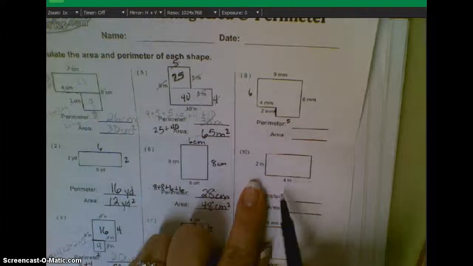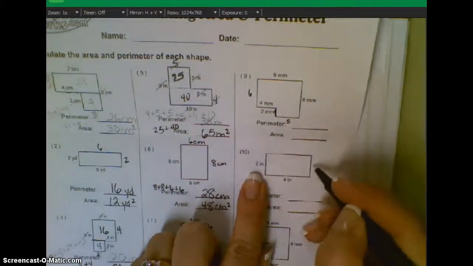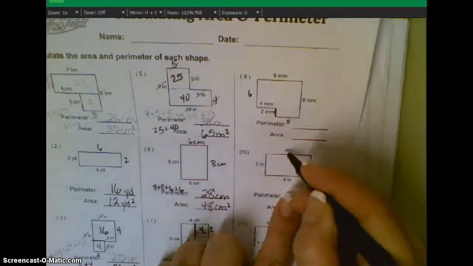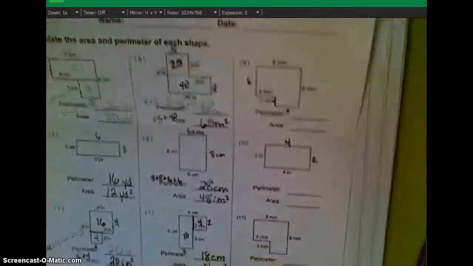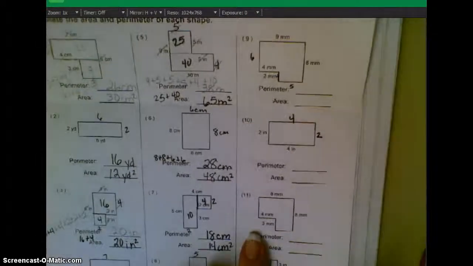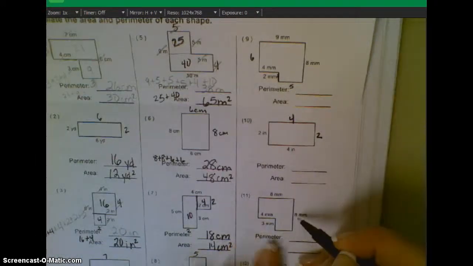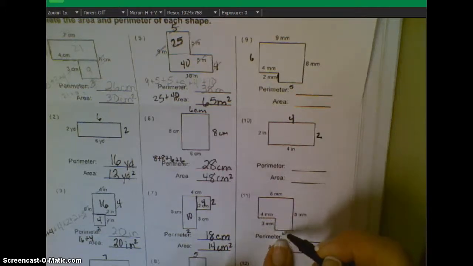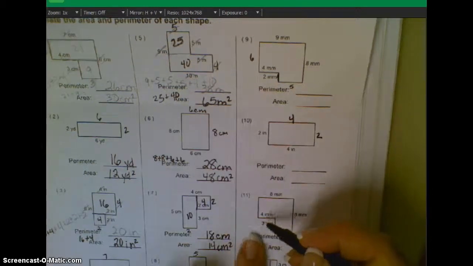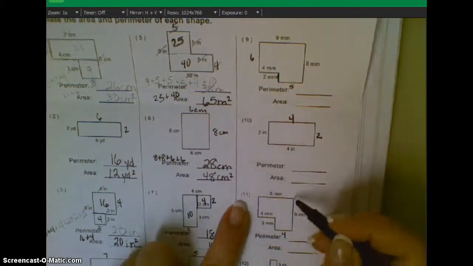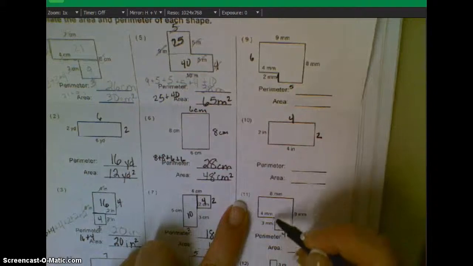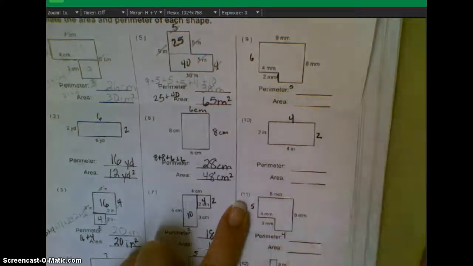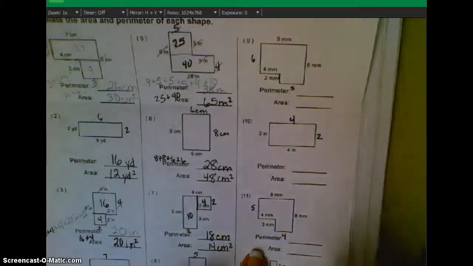Alright, you don't need much with this other than if this is 2, then this must be 2, and if this is 4, then this must be 4. And missing pieces on this side, I've got an 8. I've got an 8. I'm missing right here. If this whole thing is 8, and this little bit is 4, then this little bit must be 4. And then I've got a 3 and a 4. I'm missing this side right here. If this whole thing is 8, and this little bit is 3, then this must be 5. Alright, go ahead and solve. Find your area and your perimeter.